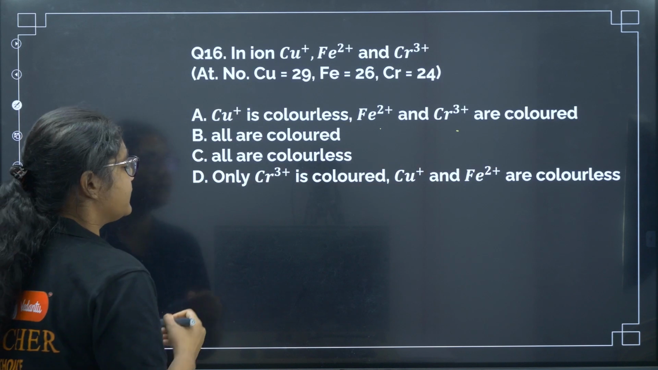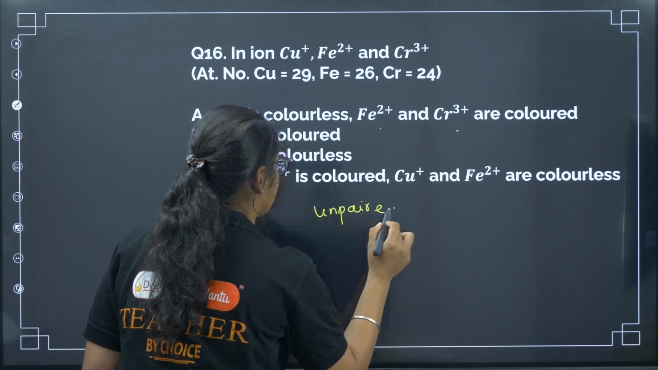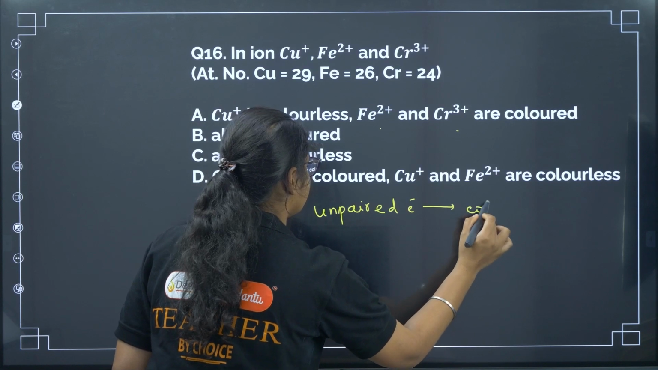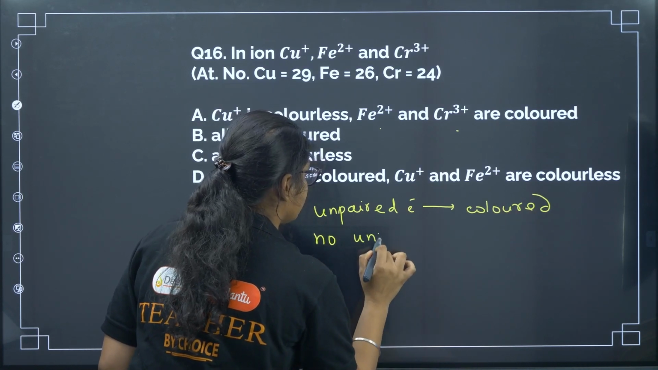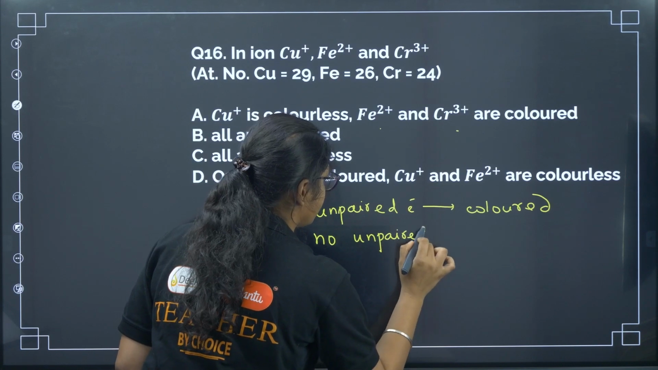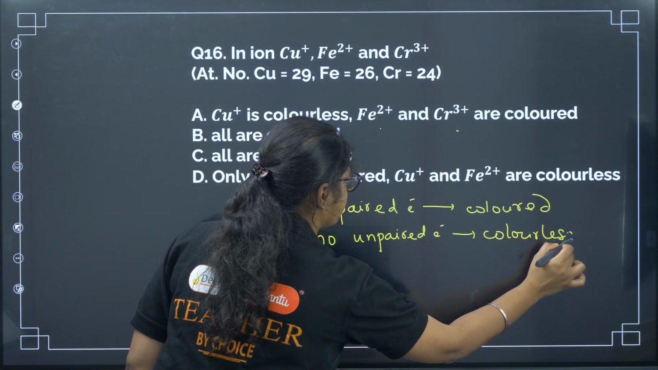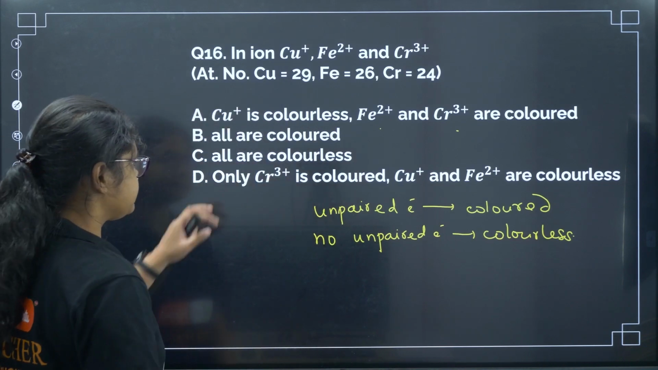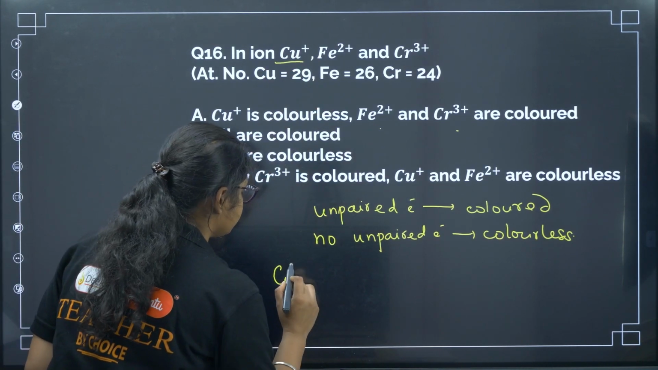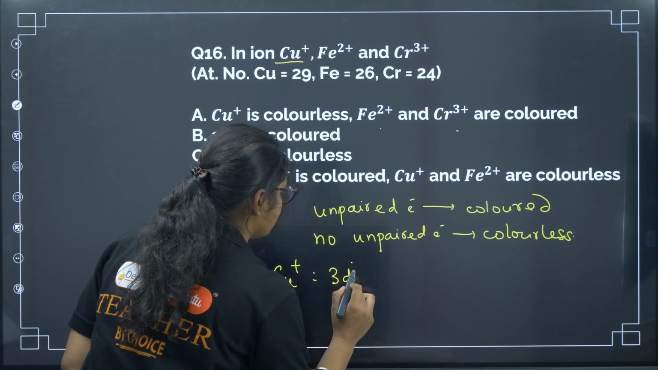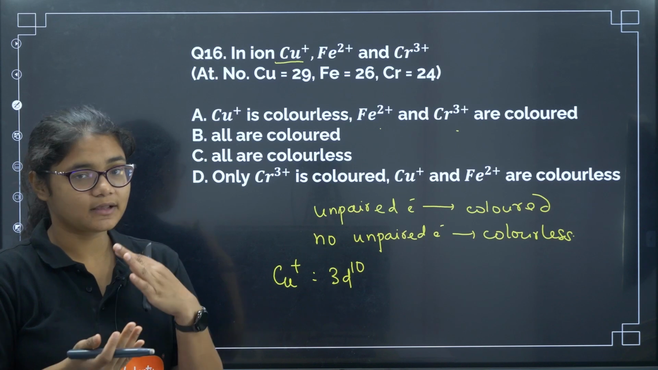So what is the concept here? If you have unpaired electrons, then the compound will be colored. If there is no unpaired electron, then it will be colorless. Now if you see here, Cu+ has what configuration? Cu+ has 3d10. It doesn't have any unpaired electron, so it will be colorless.